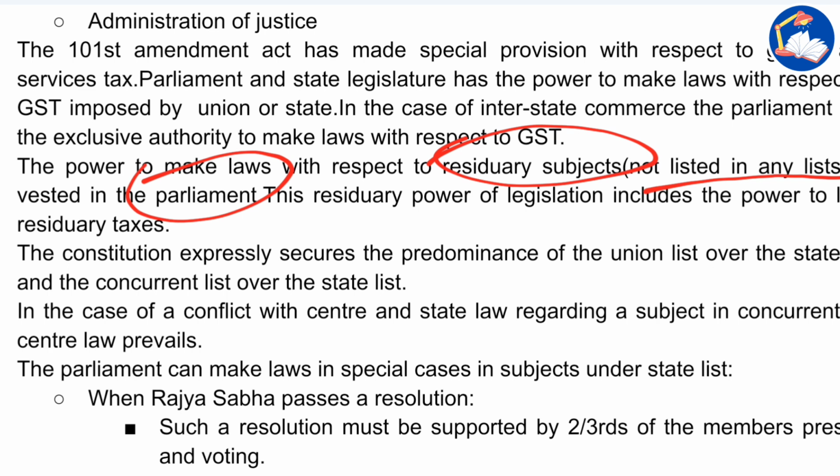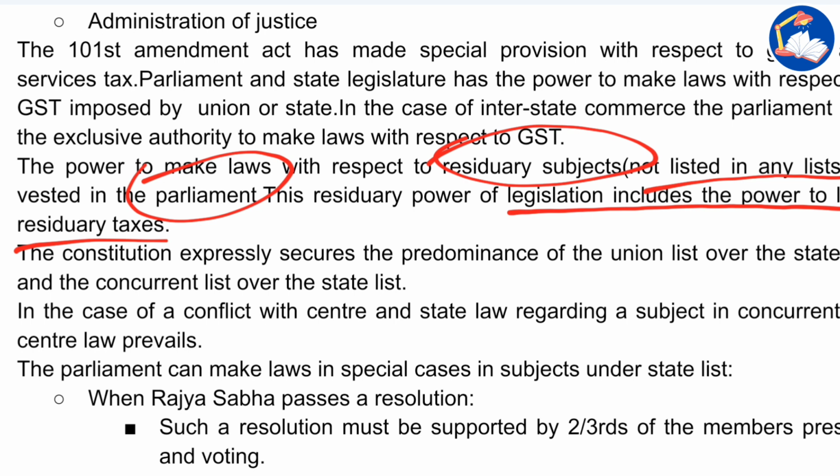This residuary power of legislation includes the power to levy residuary taxes. So, there are some residuary subjects which are not in any of the lists, and we can impose taxes on these also. For example, cryptocurrency. Cryptocurrency is not in any of the lists. So, what will happen? Parliament can make laws and collect taxes from cryptocurrency also.